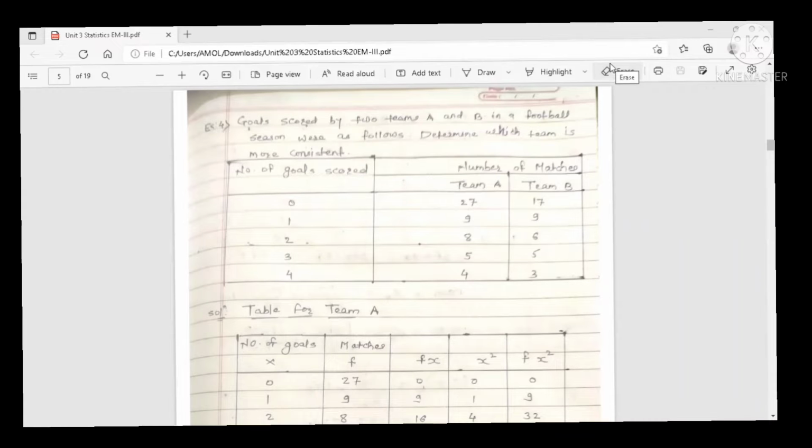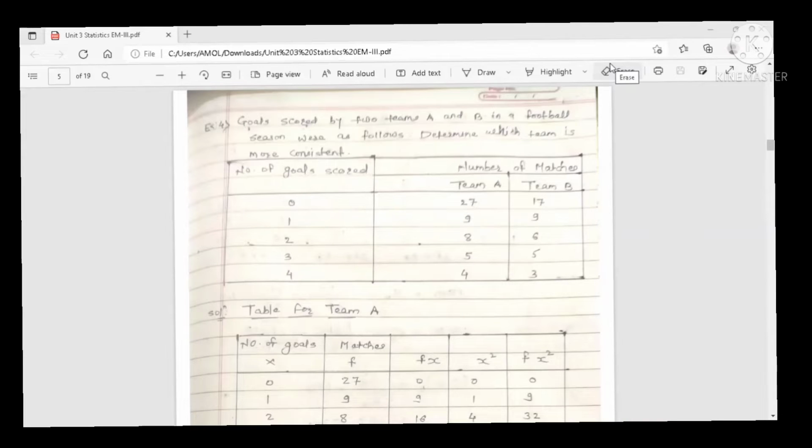In the last lecture we discussed mean deviation, arithmetic mean and standard deviation, the topics from the third unit, statistics. We are going to continue the same topic here. We already discussed the results or formula of coefficient of variation in the last lecture, and now we're going to solve an example on coefficient of variation.